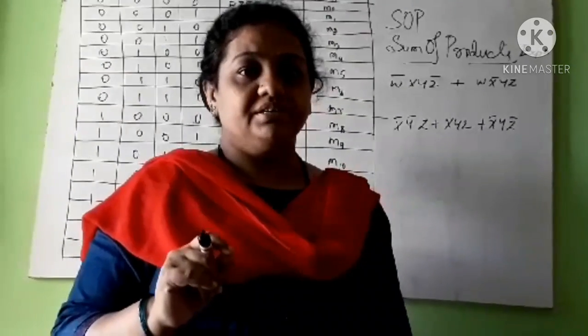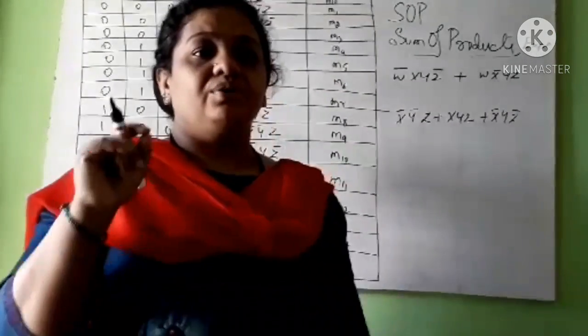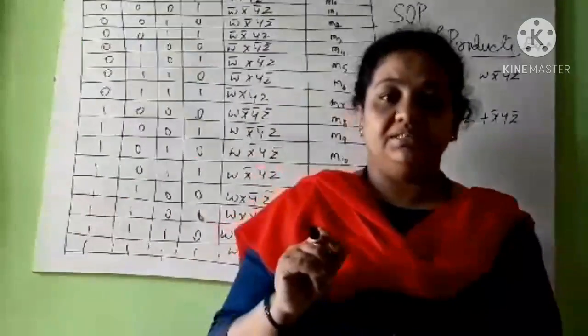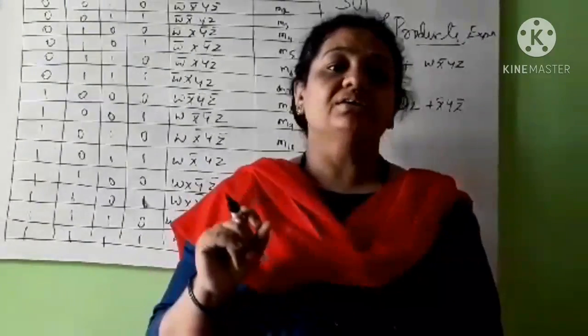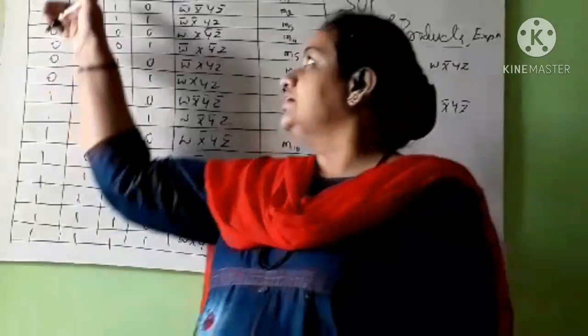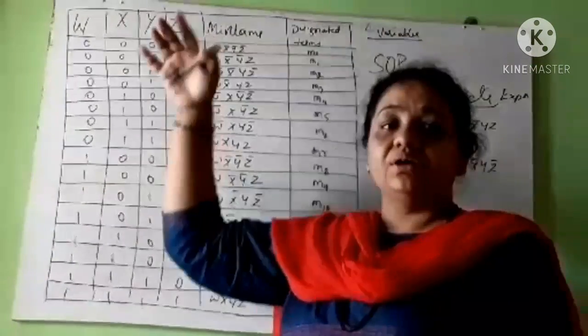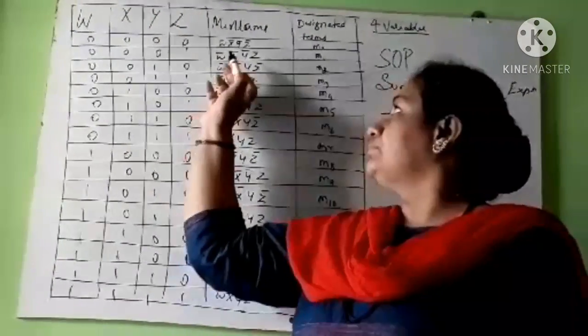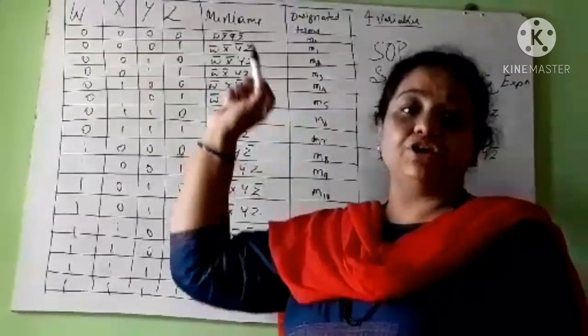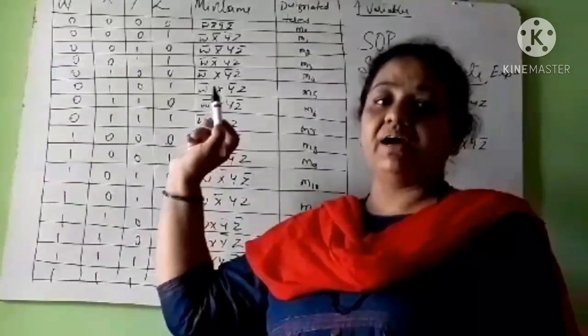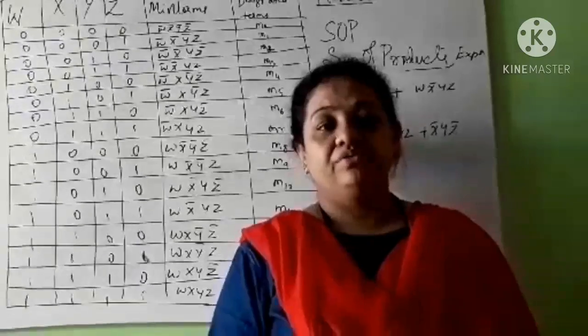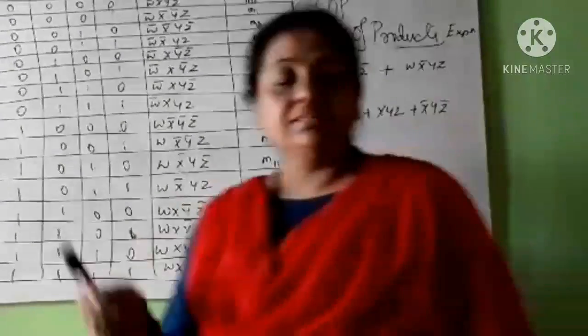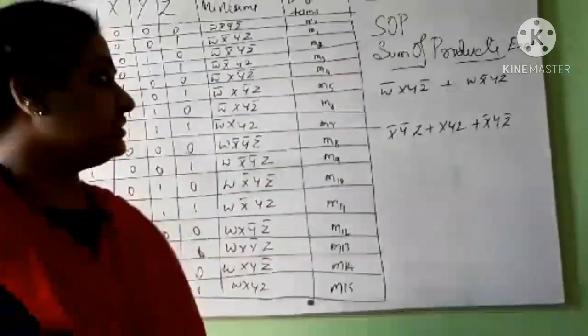Fine everybody? Clear? What is a minterm? A minterm is a product of all literals. See, we have 4 literals. Product is nothing but the AND operation. When we perform the AND operation, hope you have understood SOP, that is, sum of products expression.